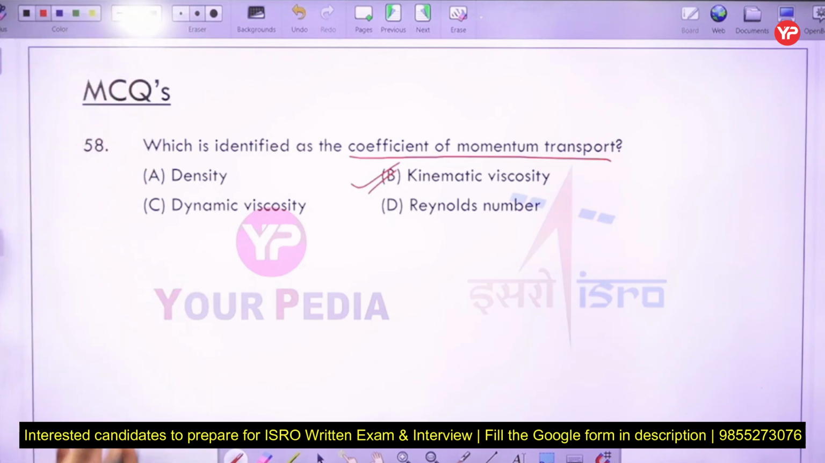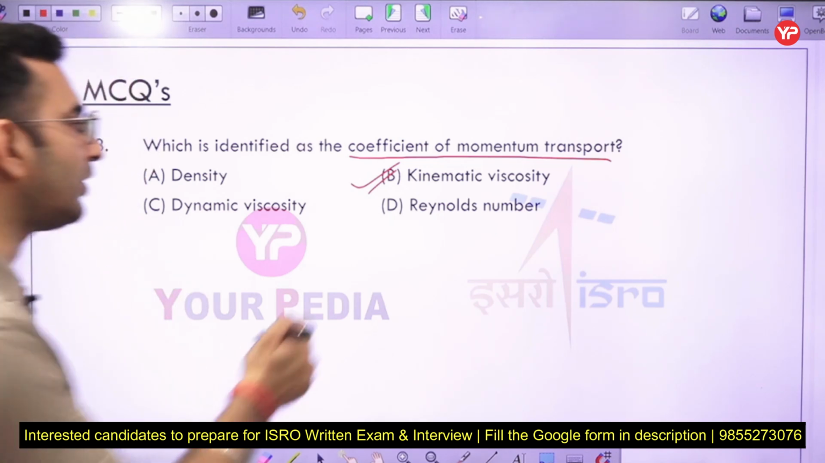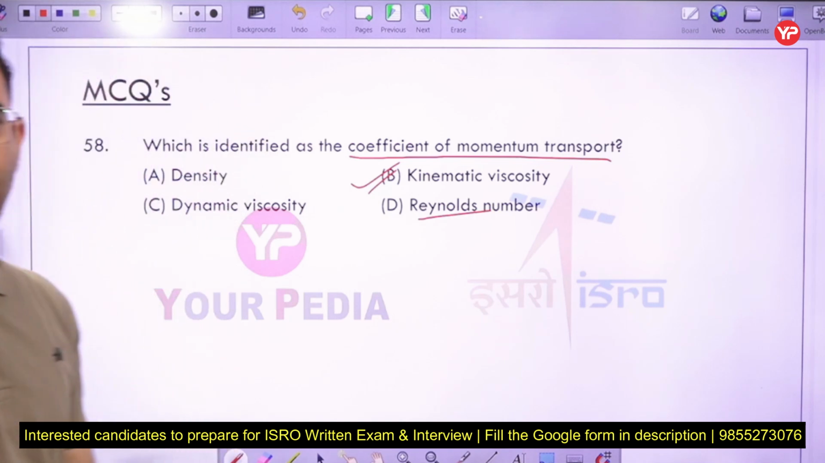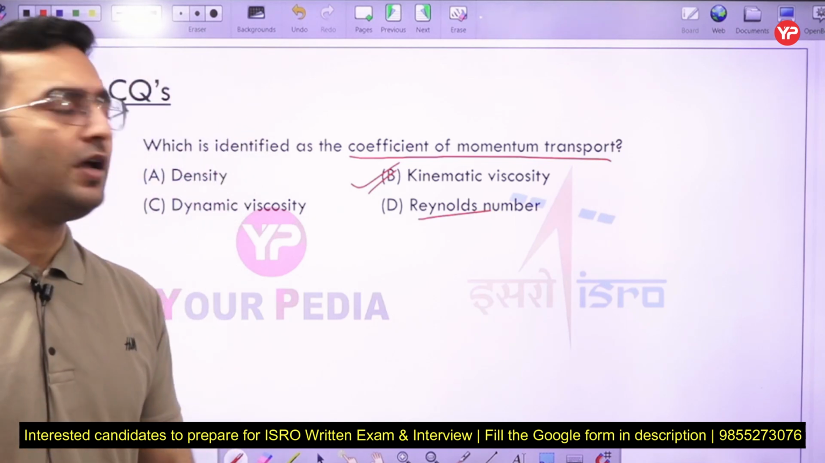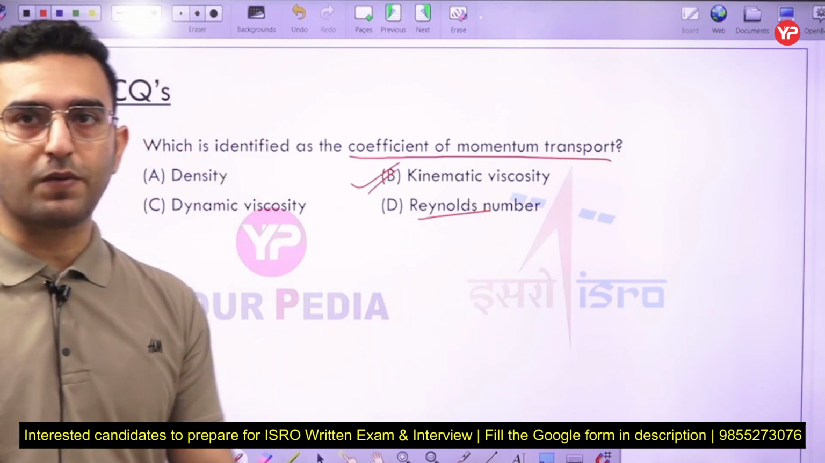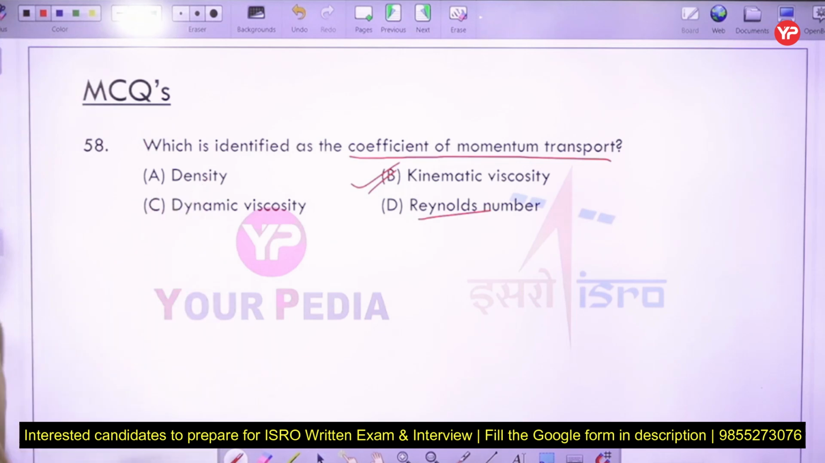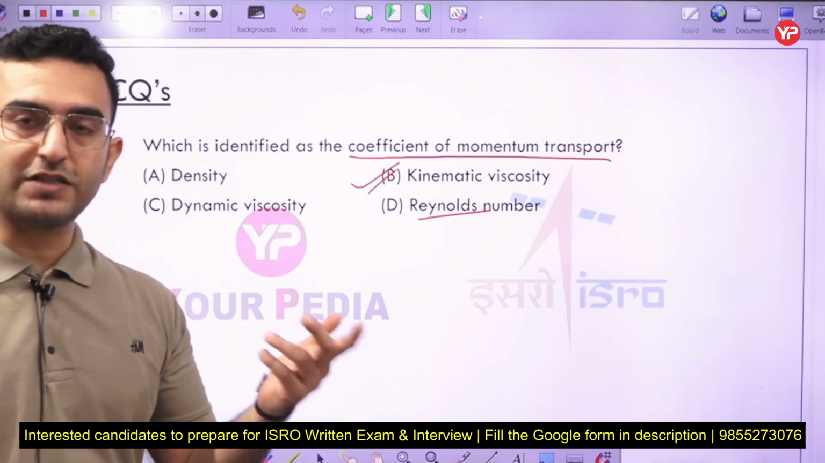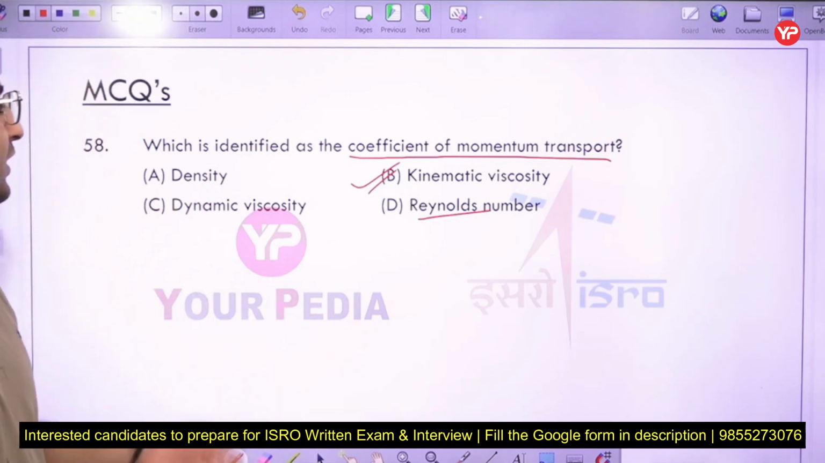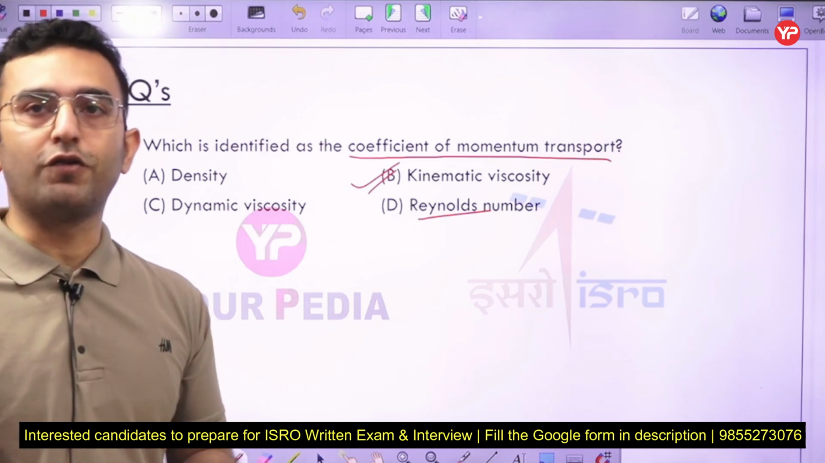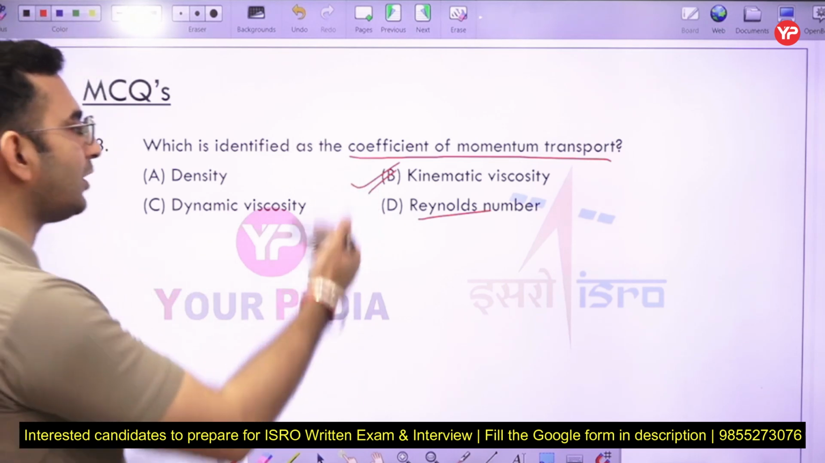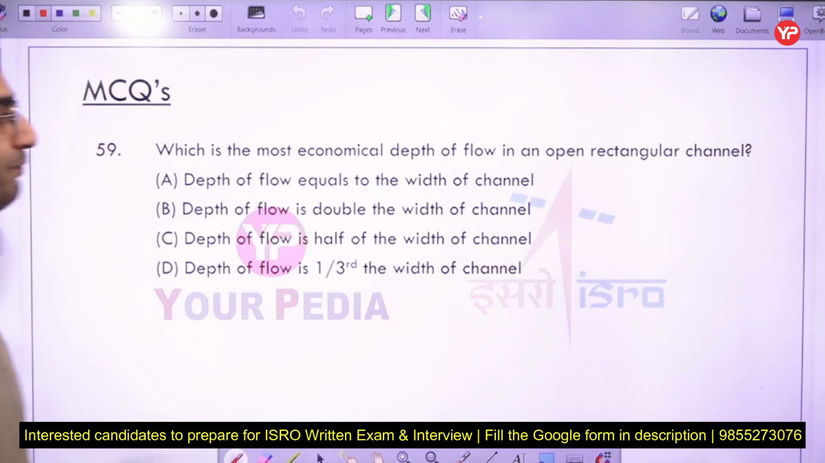Whereas the Reynolds number is a dimensionless number which tells you about the comparison of inertia forces to the viscous forces, and it is used to classify the flow as laminar or turbulent flow. Whereas the density represents the heaviness of the fluid. Correspondingly, the dynamic viscosity represents the internal fluid friction here. So option number B will be the correct answer in this case.